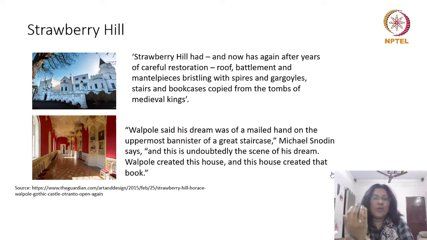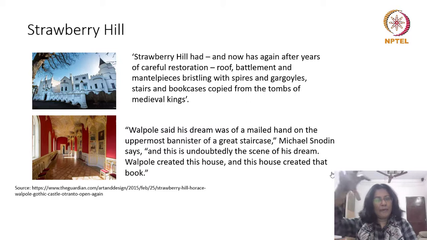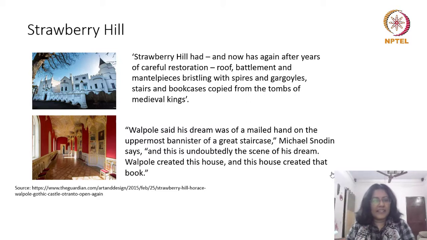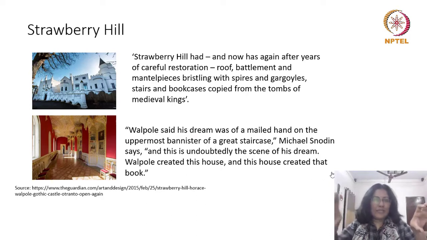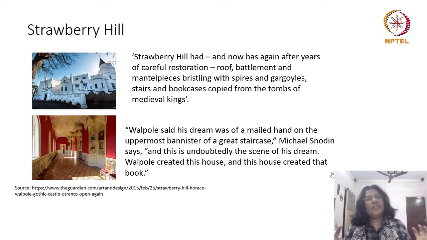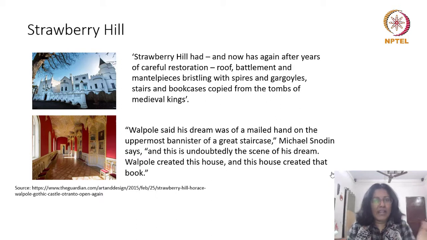A mailed hand, a hand that is wearing all that protective equipment, and it was visible on the uppermost banister of that huge staircase. And this is undoubtedly the scene of his dream, the dream which prompted him to write The Castle of Otranto. So Walpole creates this house, and this house created that novel. It's extraordinary because there is this connection between the house and the literary novel, that Gothic novel. So the architecture seems to prompt the novelist to write that scary novel.